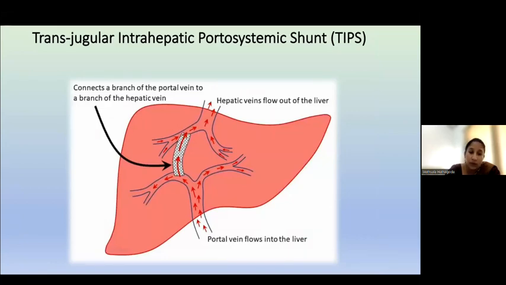But of course, if there are children who are decompensating, waiting for a liver transplant, then as a bypass surgery, sometimes people connect the portal vein to the hepatic vein with a conduit. This is what happens in the transjugular intrahepatic portosystemic shunt, which Dr. Miranthi will discuss later. So we don't use this in our children. I have not seen a child have a TIPS in my life.